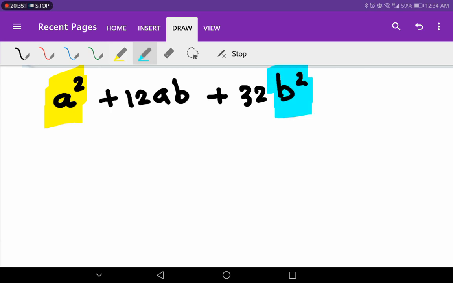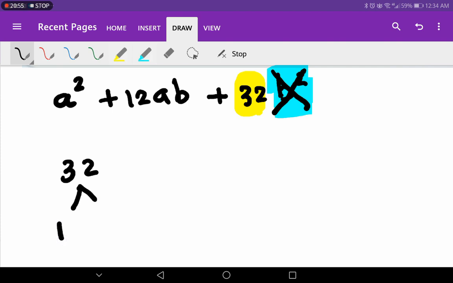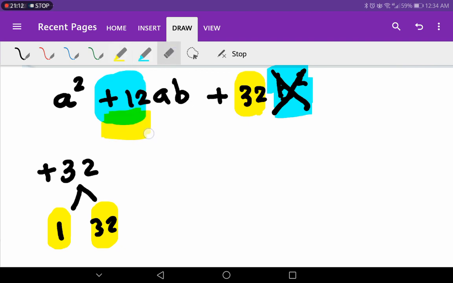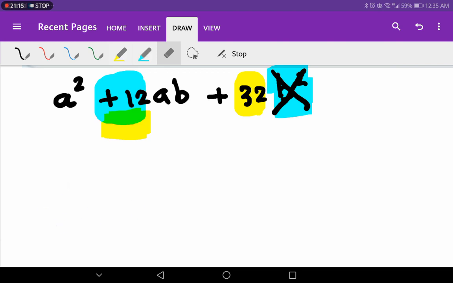First of all, my dear student, my advice to you: ignore this for a while. Okay, now what is the c here? It is 32. 32 comes from 1 and 32. It is positive 32. Actually, the sum of the two factors must be positive 12. Because of that, 1 plus 32 is 33, and I need positive 12. So I ignore this and the second one.